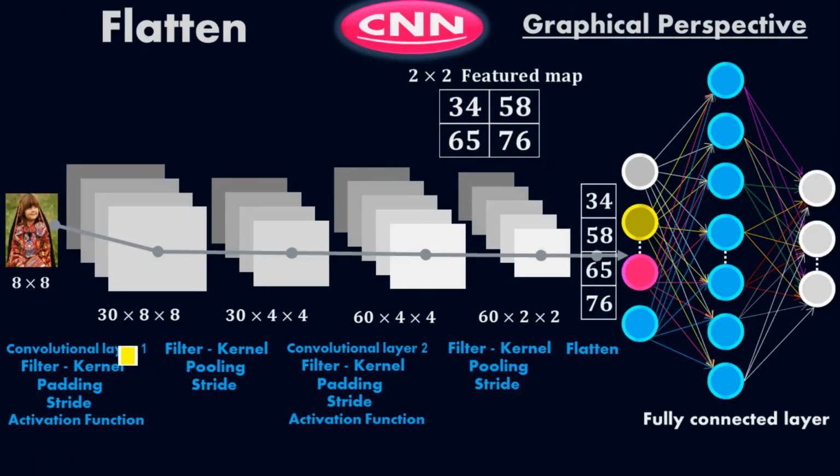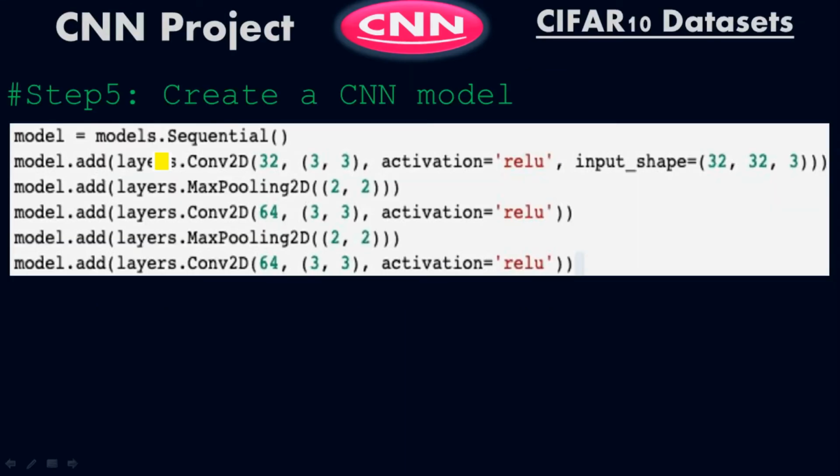Like convolutional layer 1, suppose this is my convolutional layer with the kernel. I'm using a kernel here, and then padding, stride, and then the activation function. So here the total number of filters are 30 with the 8 by 8 dimension. We did the same thing in the Python programming. We had a first convolutional two-dimensional layer where we are using 32 filters with a 3 by 3 dimension. The activation function is ReLU with the input shape of 32 by 32. This 32 by 32 is the image input shape. There are a total of 3 inputs.